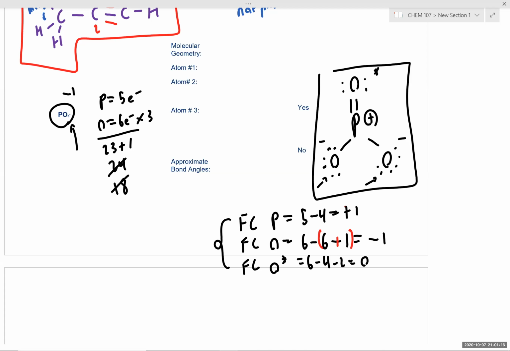Perfect. So looking at our geometry, if we have 3 bonded atoms, what would the geometry be around this phosphorus? What would the geometry be? So it has 3 bonded, and it's trigonal planar. Yep, exactly right. And as a result, this bond angle would be 120 degrees. Does that make sense?